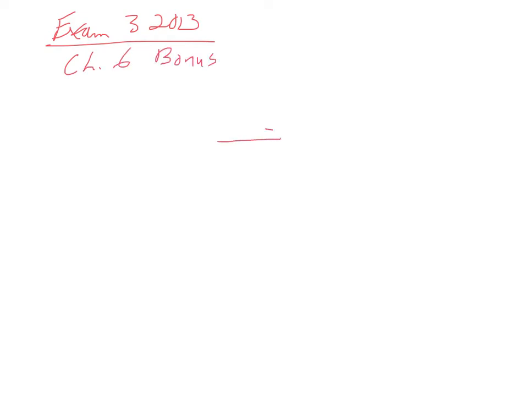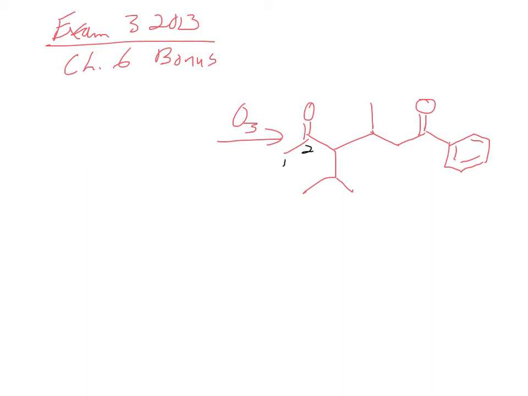So we're looking at exam 3 from 2013 under chapter 6, the first bonus. I'll go ahead and draw this out. This is your classic, did you number your carbons problem. So of course we're going to number these. I'm just going to number the important players here. Cheat a little bit.